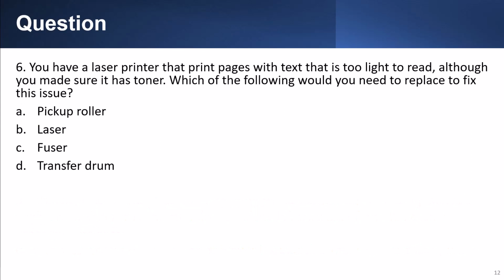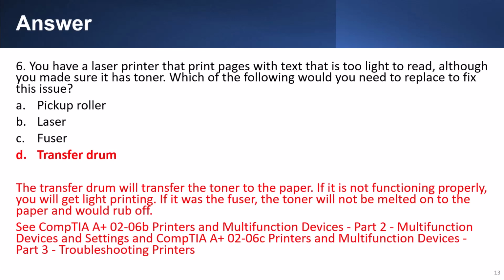Question 6. You have a laser printer that prints pages with text that is too light to read, although you made sure it has toner. Which of the following would you need to replace to fix this issue? Answer: transfer drum. The transfer drum will transfer the toner to the paper. If it is not functioning properly, you'll get a light printing. If it was the diffuser, the toner will not be melted onto the paper and would rub off.